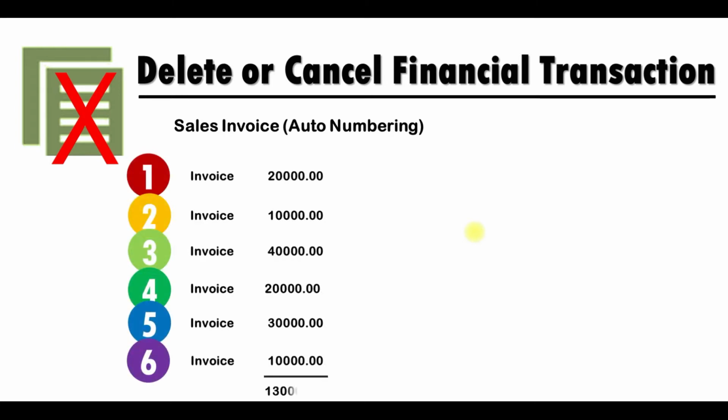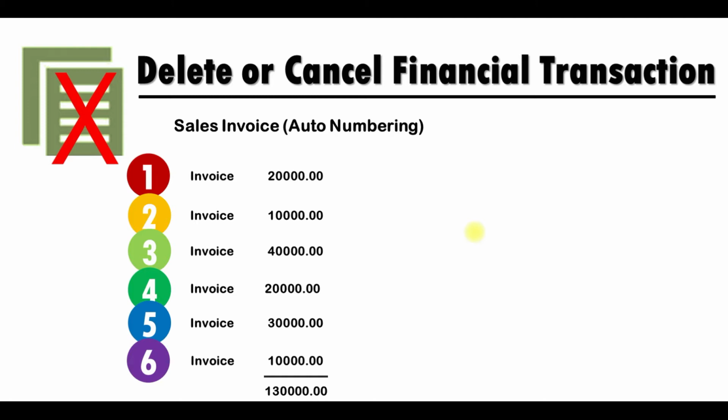Let's see sales invoice auto numbering. We have taken sales invoice as an example. If you are using auto numbering, the numbers will start automatically one by one. So we have selected a few transactions, and each transaction has some value. Total sales in this register is 1,30,000.